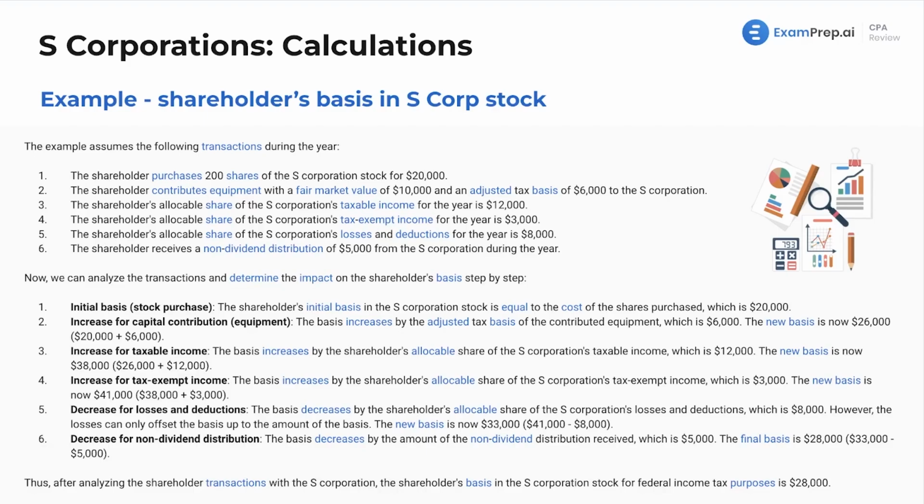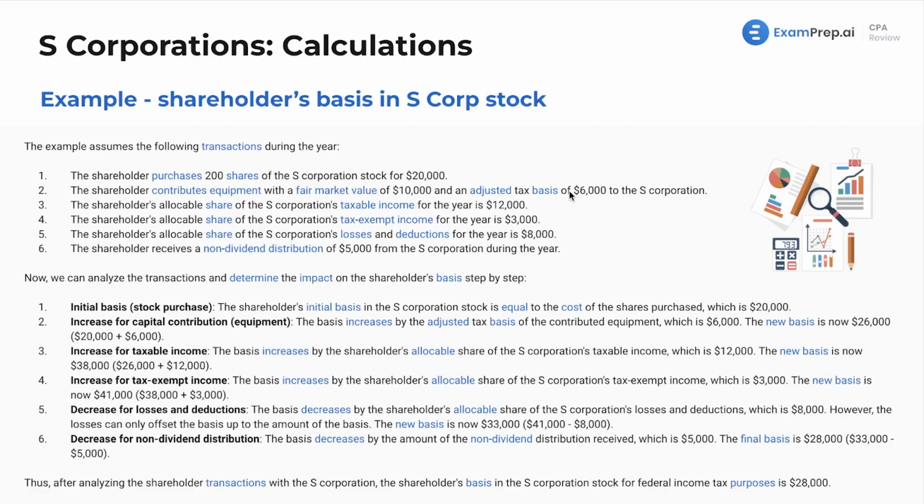All right, we've got another example here, and we've got a few changes to what we saw in our previous one. We've got a purchase of stock, and we'll have an initial basis, but then we're contributing equipment. Okay, so what are we using? Are we using the fair market value or the adjusted basis? If you contribute cash, well, cash is cash. That's actually a trick you see a lot of times in sims and multiple choice questions.